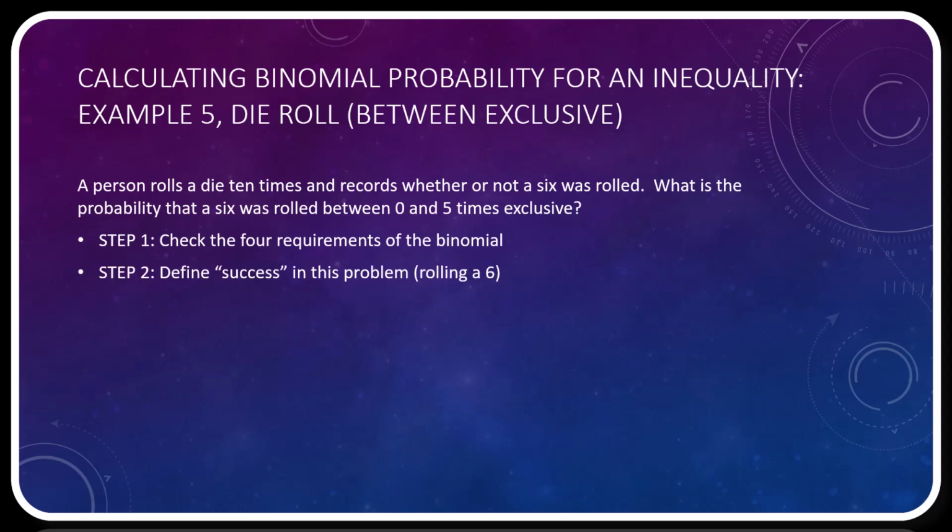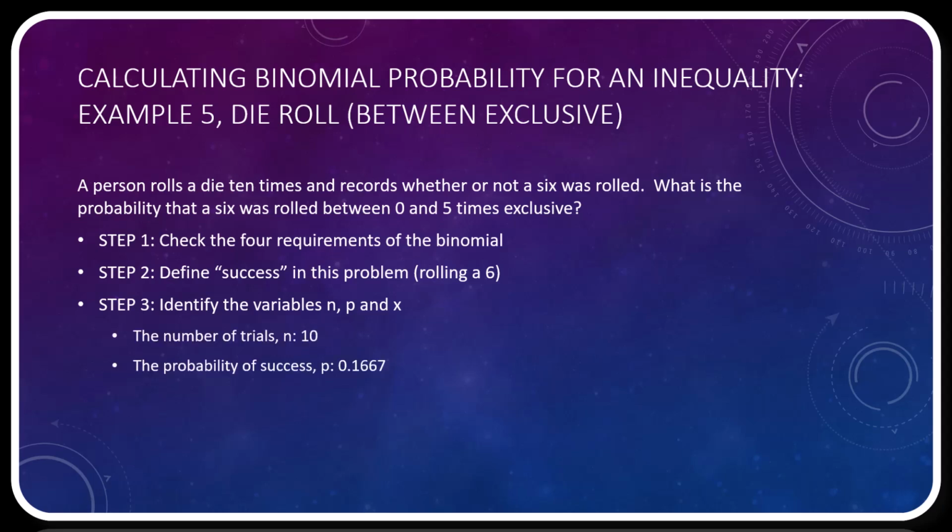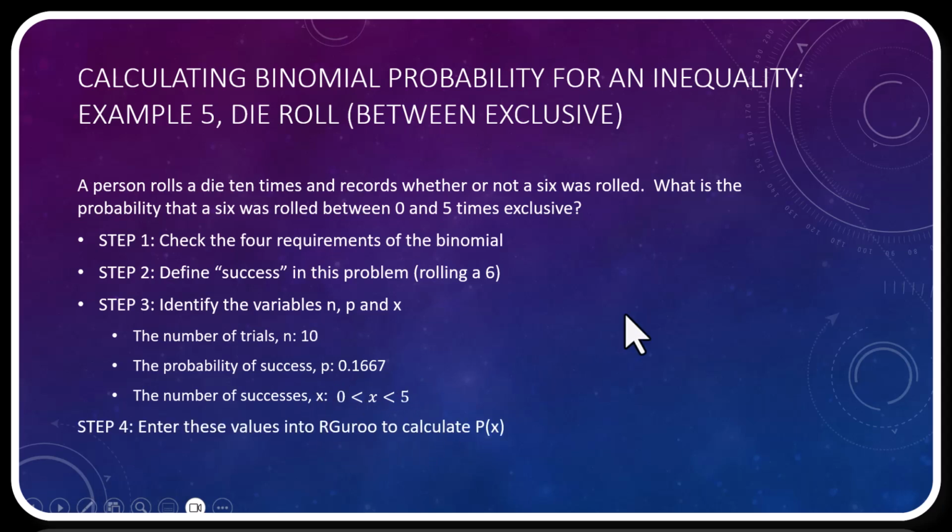In step 2, we have to define success. In this case, it's rolling a 6. Every other number is considered a failure. So now we have to identify our variables n, p, and x. The number of trials, again, is 10. The probability of success is 1 over 6, or about 0.1667. And the number of successes, this time, is a compound inequality. It's x is between 0 and 5 exclusive. So notice, since it says exclusive, we're using strictly less than, meaning we're not including the endpoints 0 or 5. So now we have to either use a manual calculation, or use technology to calculate this probability.